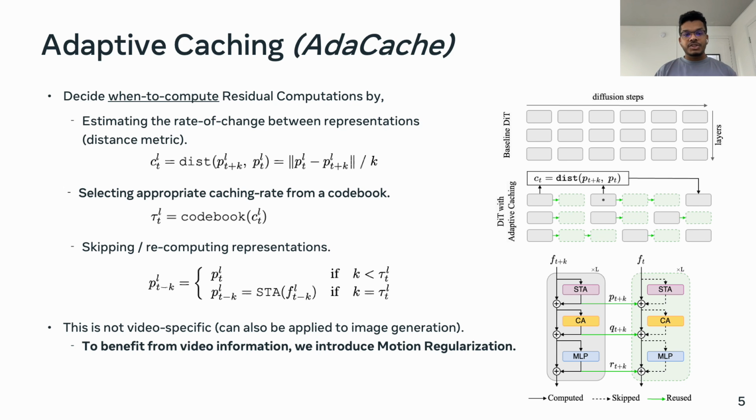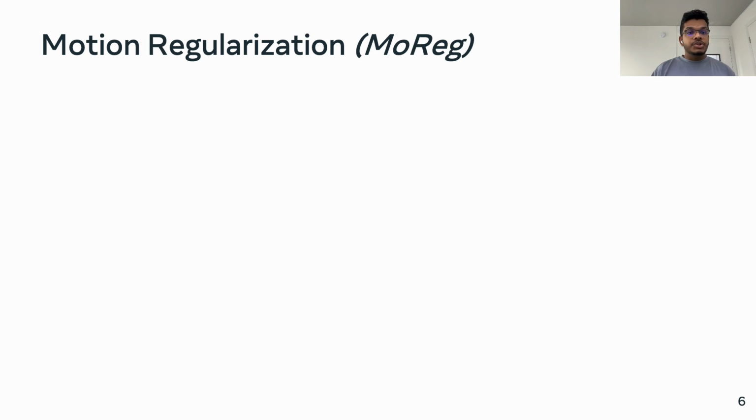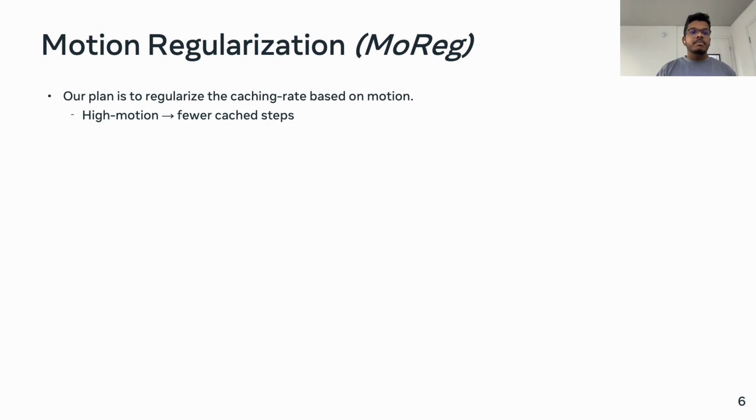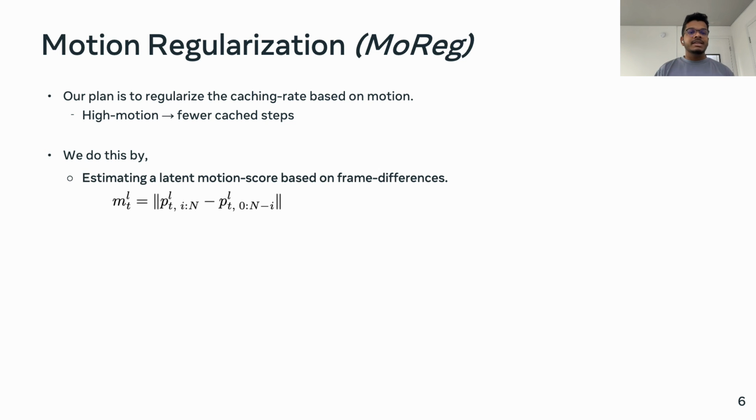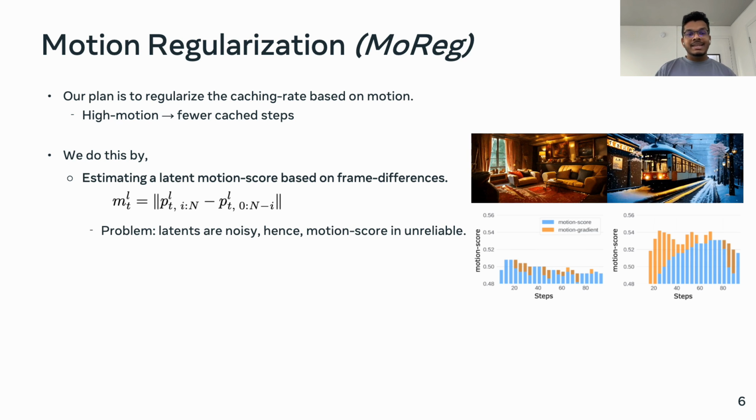To benefit from video information even further, we introduce motion regularization. The basic idea here is to regularize the caching rate based on motion, which means if we have high motion, we can't afford to cache for a longer period. We do this by estimating a latent motion score based on frame differences. However, we realize that the latents can be noisy, particularly at the start of denoising, and hence the motion score can be unreliable. If you look at this high moving sequence, the values in blue, which show the motion score, are small at the start of denoising.